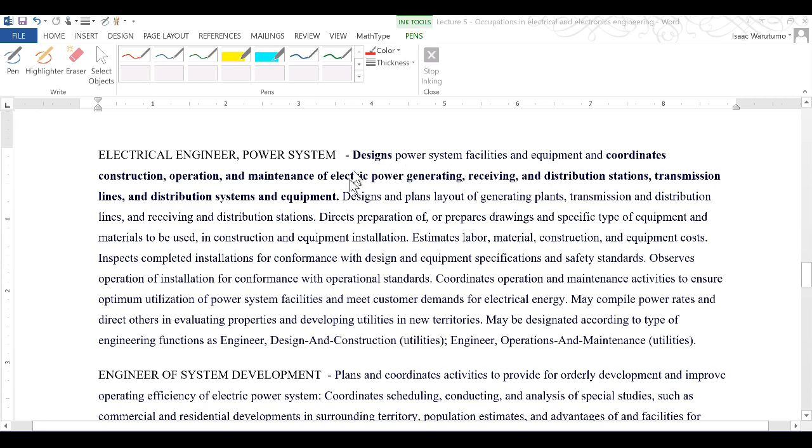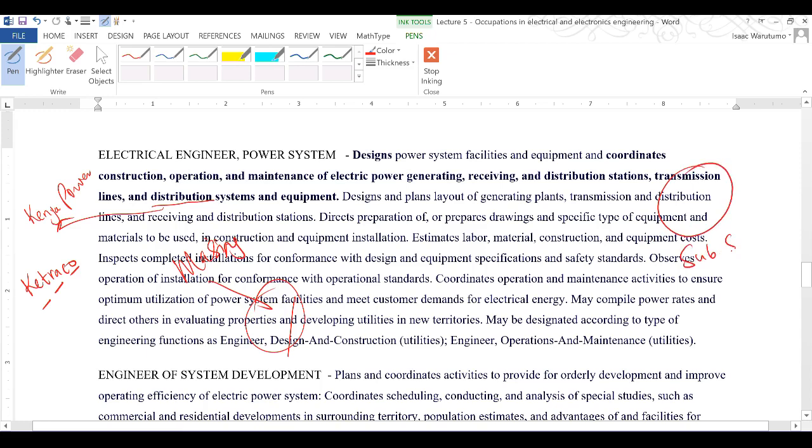But then we have another body called KETRACO. So we're saying Kenya Power is concerned with distribution, and then there is KETRACO. These are the people that receive power generated at the generating stations, and they do the transmission. Assume this is your generating station, might be Masinga. I think I'm always given this example. And now we want to take it to the power substation, where the power is before it starts getting distributed.